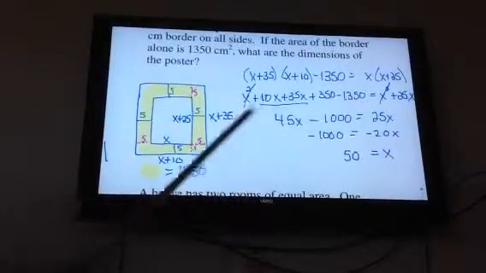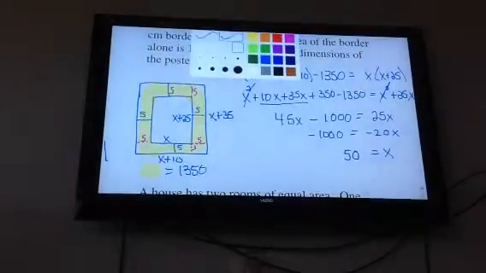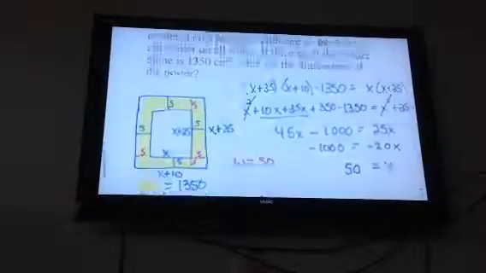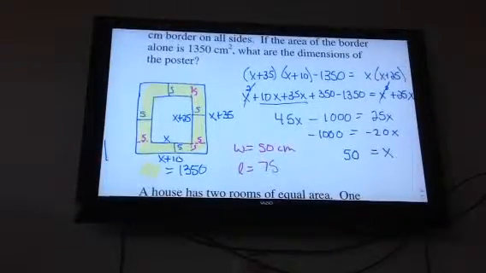Okay, so looking at our picture, x represents the width of the poster, if you want to call it that. So my width is 50, what are we looking at? Centimeters, it looks like. And my length is 50 plus 25, or 75 centimeters.